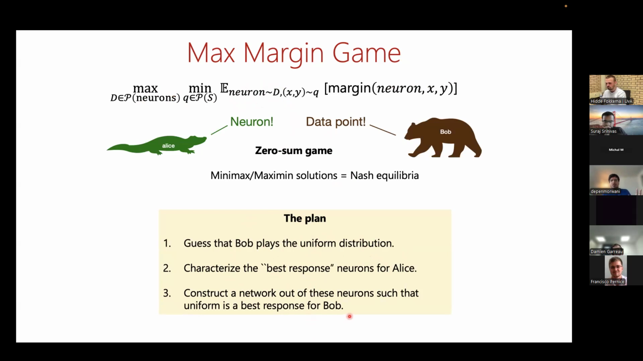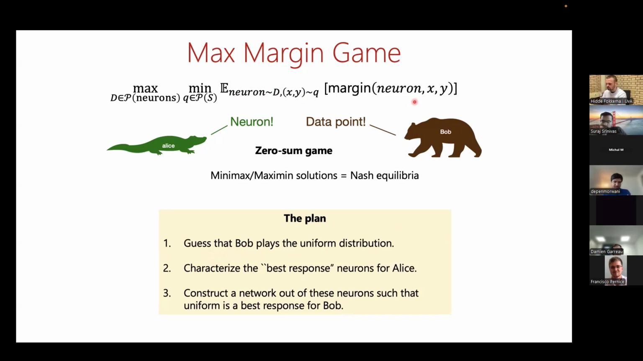So basically, this is how the entire technique looks like. The main thing which we are using is that these data sets are very symmetric. So we know that uniform should be kind of optimal for the maximum margin game, and then it's basically just plugging in the uniform distribution and finding the best neurons, and then some clever construction of the net for which we find all the data points are on equal margin.